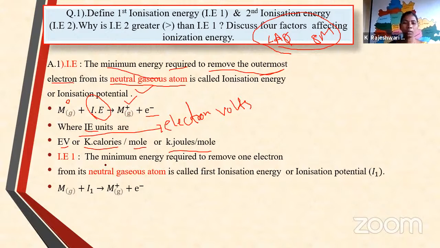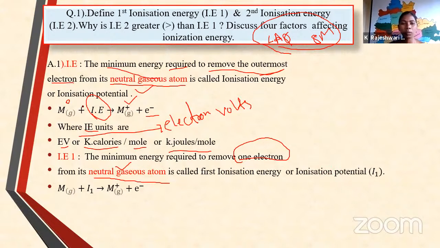IE1 is the minimum energy required to remove one electron, only one electron, remember this point, from its neutral gaseous atom. Remember this point also, because for ionization energy we are removing the electron from a neutral gaseous atom. This is called the first ionization energy or ionization potential I1.